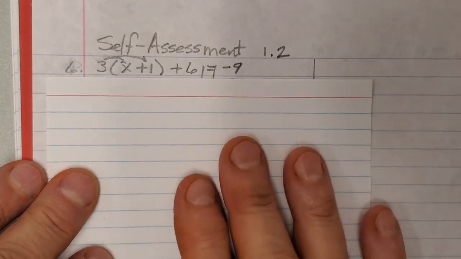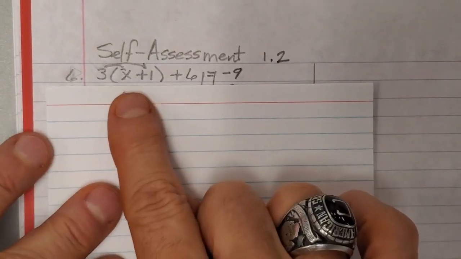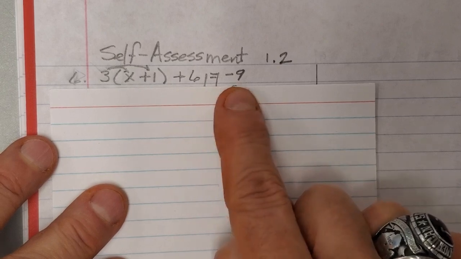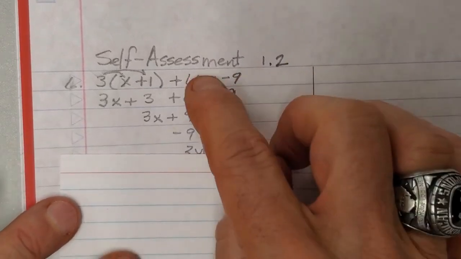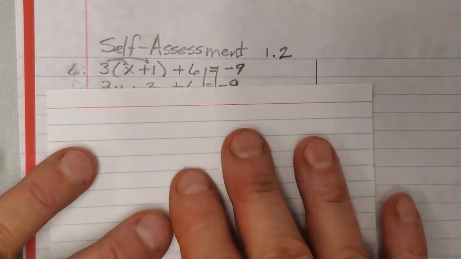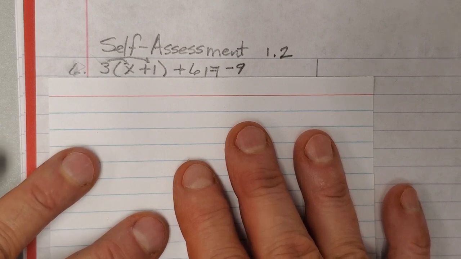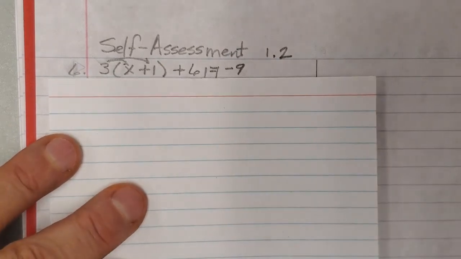All right, here we go. All right. 3 times (x plus 1) and then plus 6 equals negative 9. Now you can see that I have this fence. How many use a fence? Okay, you can use it or not use it. Make sure your equal sign's straight down.